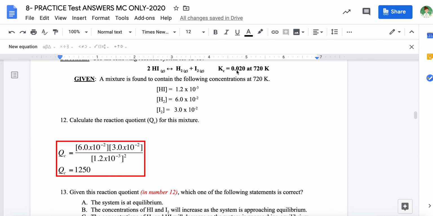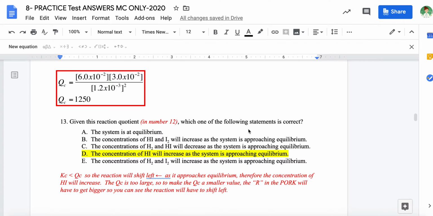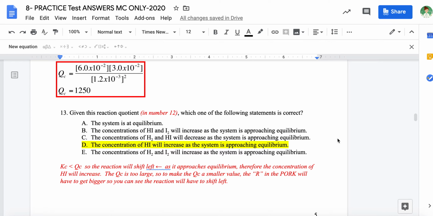Since the K is much smaller, it means your Q value has to go down before it reaches equilibrium, which means you're going to need more reactants. The reaction has to be shifting to the left, back towards the reactants, in order for it to reach equilibrium. So that's what we need to figure out here. As it's reaching equilibrium, again, reactants should be going up in order to bring the value of Q down. So it will equal K. And there's a nice explanation for you also.